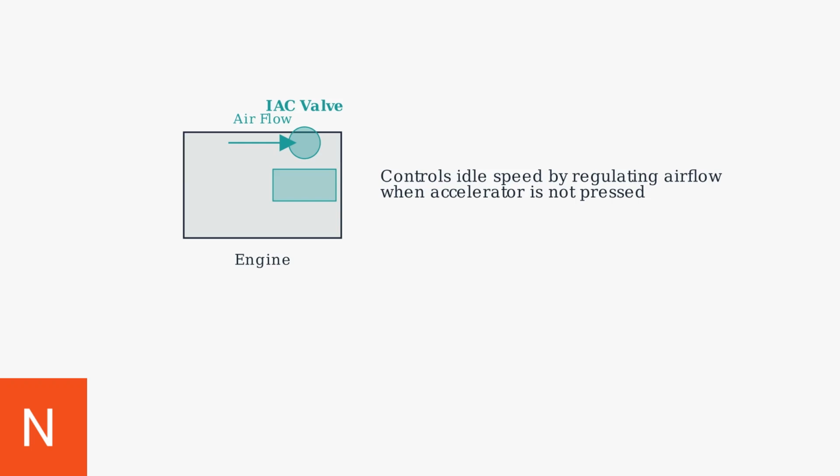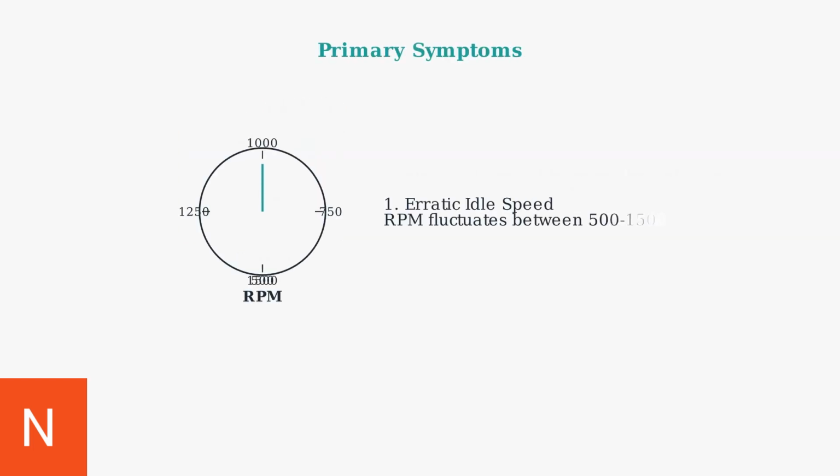The idle air control valve, or IAC valve, is a crucial component that regulates your engine's idle speed by controlling airflow when your foot isn't on the accelerator pedal. When an IAC valve fails, you'll notice several key symptoms. The first and most common is erratic idle speed, where the RPMs fluctuate unpredictably between 500 and 1500.